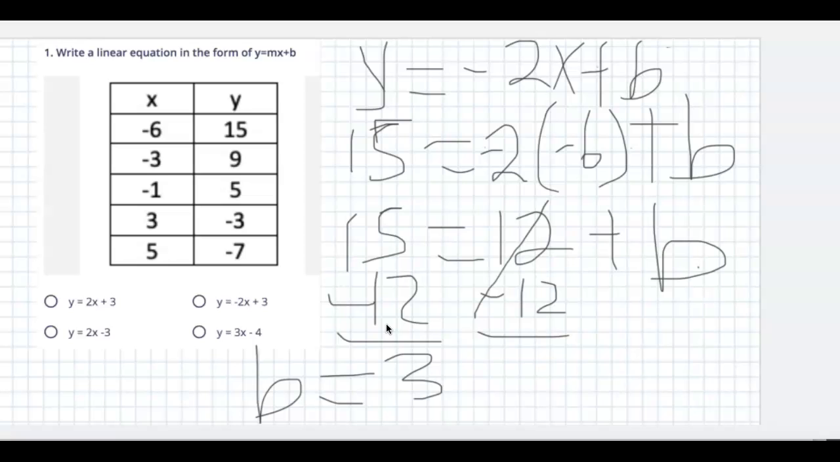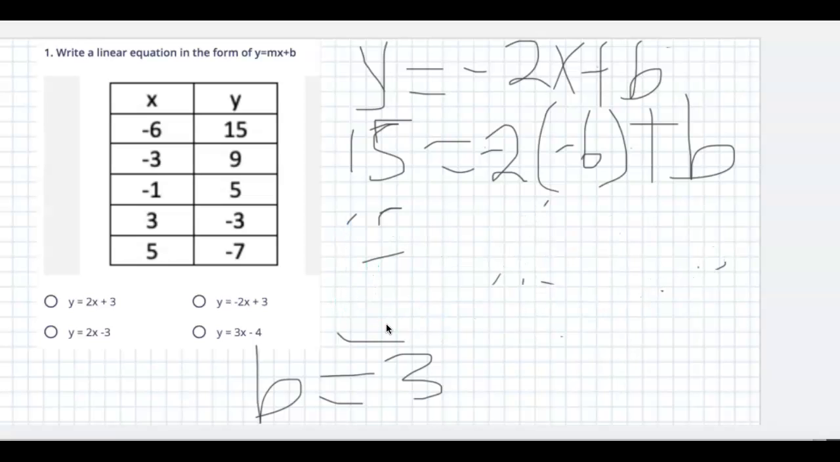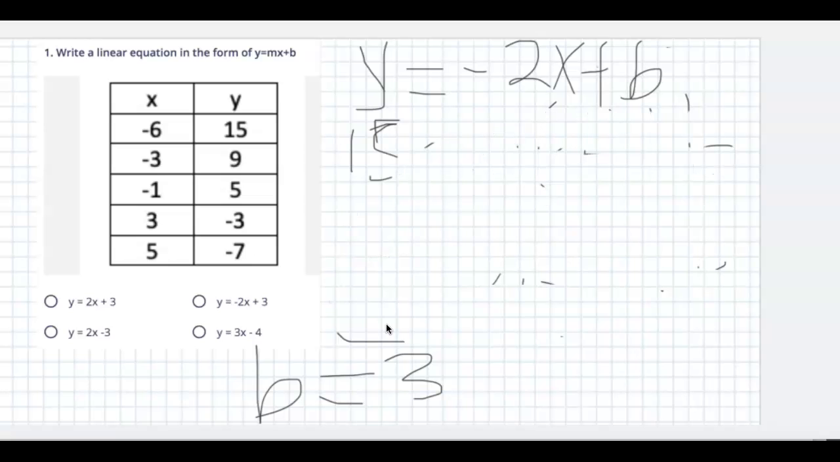B is 3. Now I'm going to plug that b in the equation. I'm erasing so you guys can see what's remaining now. So you have y equals negative 2x plus b. And now we know what b is. B is positive 3. So we'll write the equation. So it takes a while to clean up. Still dirty. Okay.